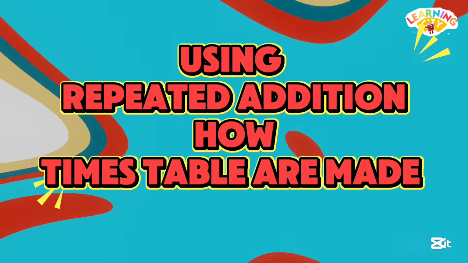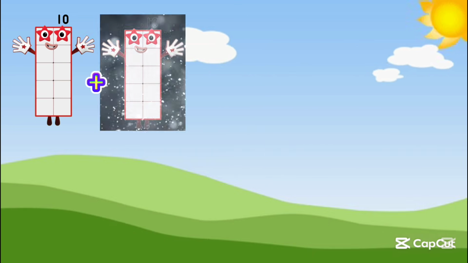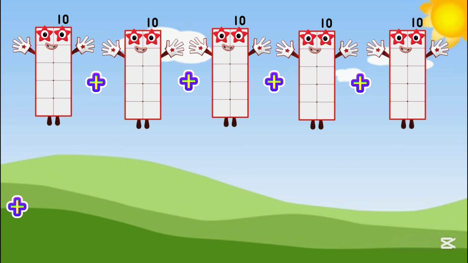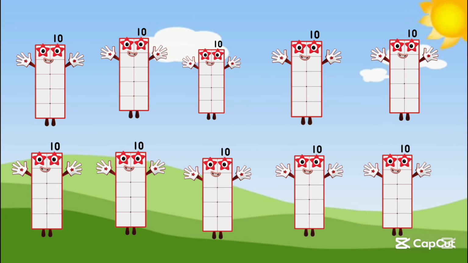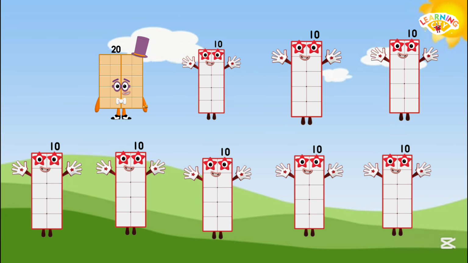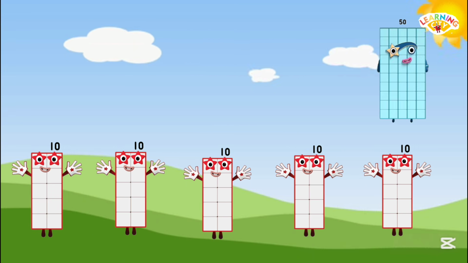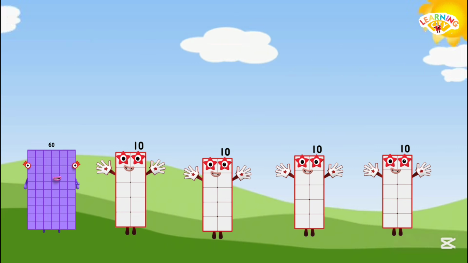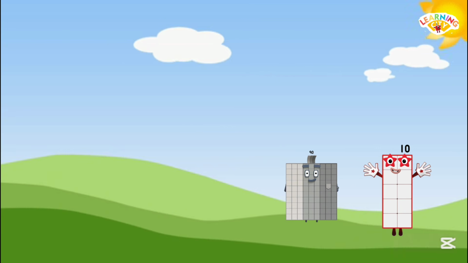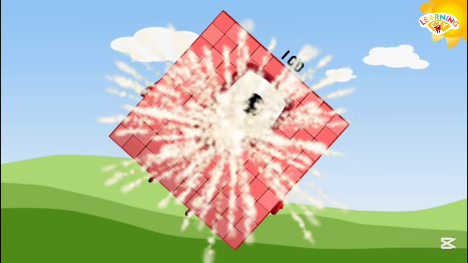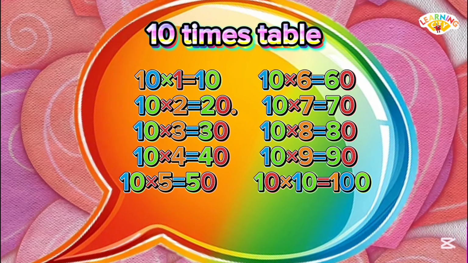Let's learn times table by using repeated addition. Using number blocks, 10 plus 10 plus 10 plus 10 plus 10 plus 10 plus 10 plus 10 plus 10 plus 10. 10 plus 10 is equal to 20, plus 10, 30, plus 10, 40, plus 10, 50, 50 plus 10, 60, plus 10, 70, plus 10, 80, plus 10, 90, 90 plus 10, 100. Here we made 10 times table.